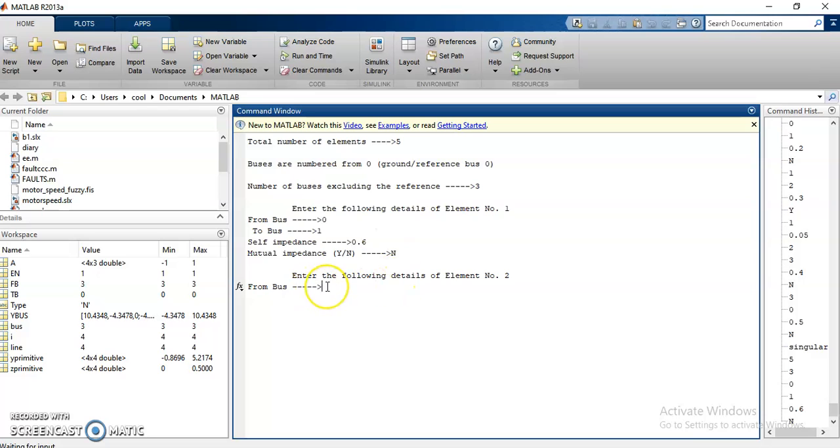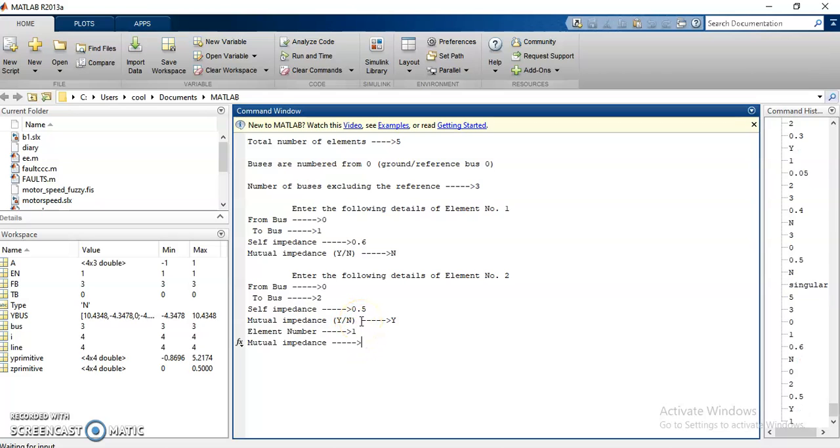Second element, what is that in between? Second element is in between 0 to 2. What is the self impedance value? 0.5. Mutual impedance, yes, mutual impedance is there. Type Y. And what is the element number? For the second element, the number is 1, you have to type.